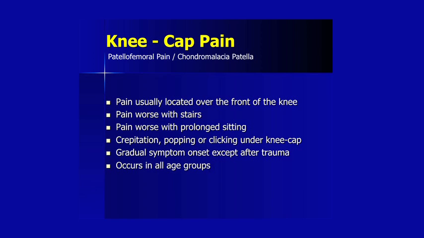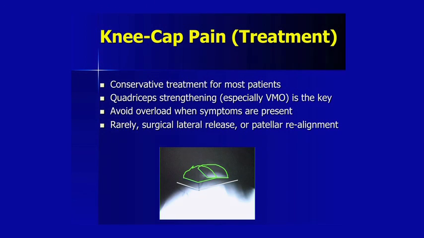A lot of people feel crunching under the knee, or crepitus, and there's often a gradual symptom onset, or if there's trauma, a direct blow to the front of the knee, your knee hits the dashboard, you fall directly onto your knee, then it can be sudden onset. It occurs in all age groups. The conservative treatment is appropriate for most people. Physical therapy, especially strengthening the VMO. That's the key. Avoid overload when symptoms are present.